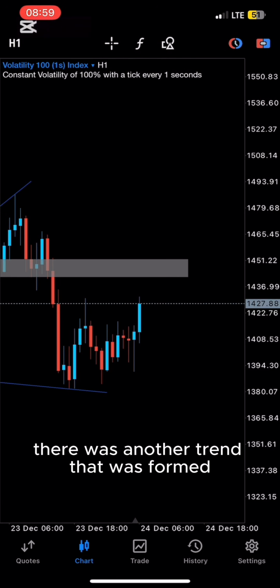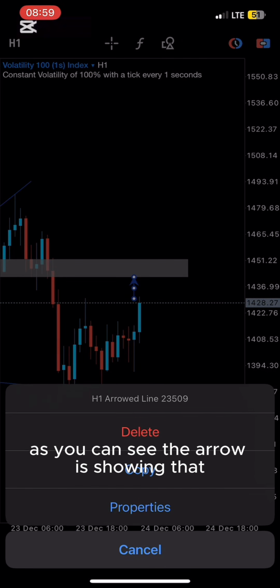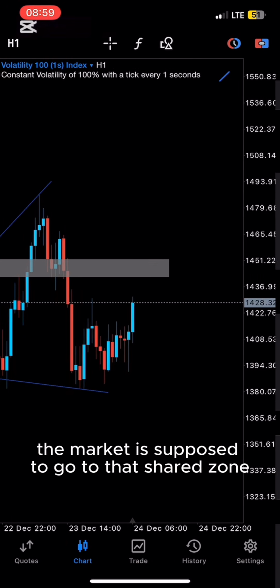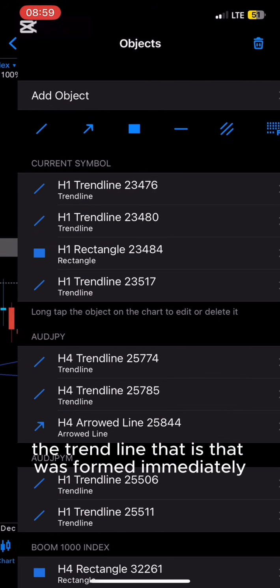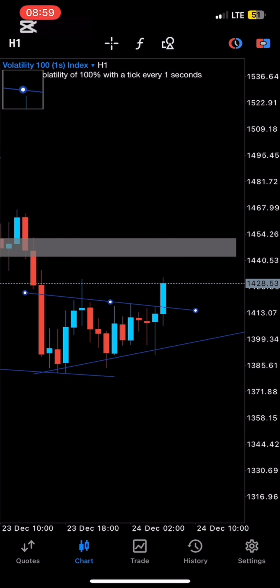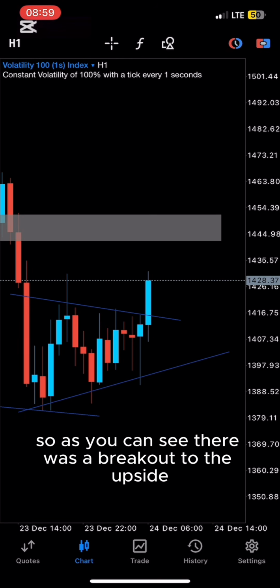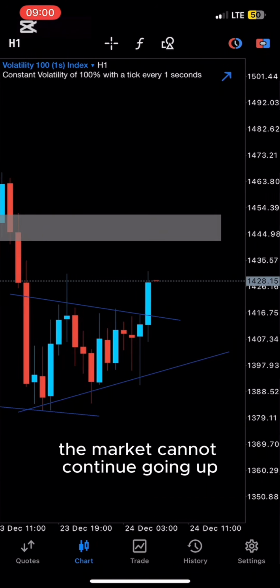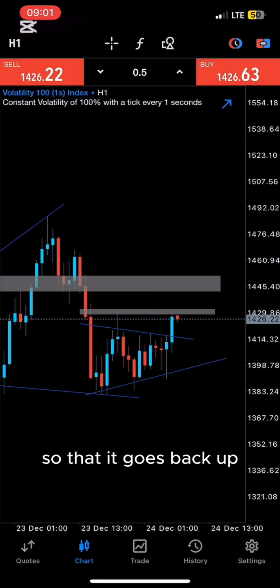However, there was another trend that was formed in between those lines. As you can see, the arrow is showing that the market is supposed to go to that shadow zone, but however, there are other things that you have to consider. For example, the trend line that was formed immediately, that I'm drawing right now. As you can see, there was a breakout to the upside. After this breakout, the market cannot continue going up. It has to come back with a retest so that it goes back up.